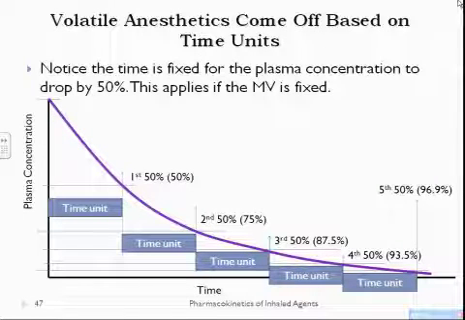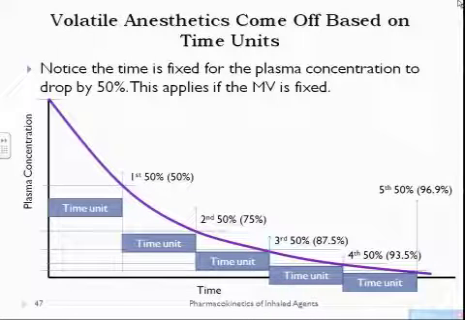This is what's called an elimination half-time. The elimination half-time indicates that when I stop an agent, in a certain fixed amount of time I'm going to reduce the concentration of that agent by 50%. So what you'll see over time is that it takes at least 3 time units before you can get to sub-anesthetic levels, so sub-therapeutic levels.